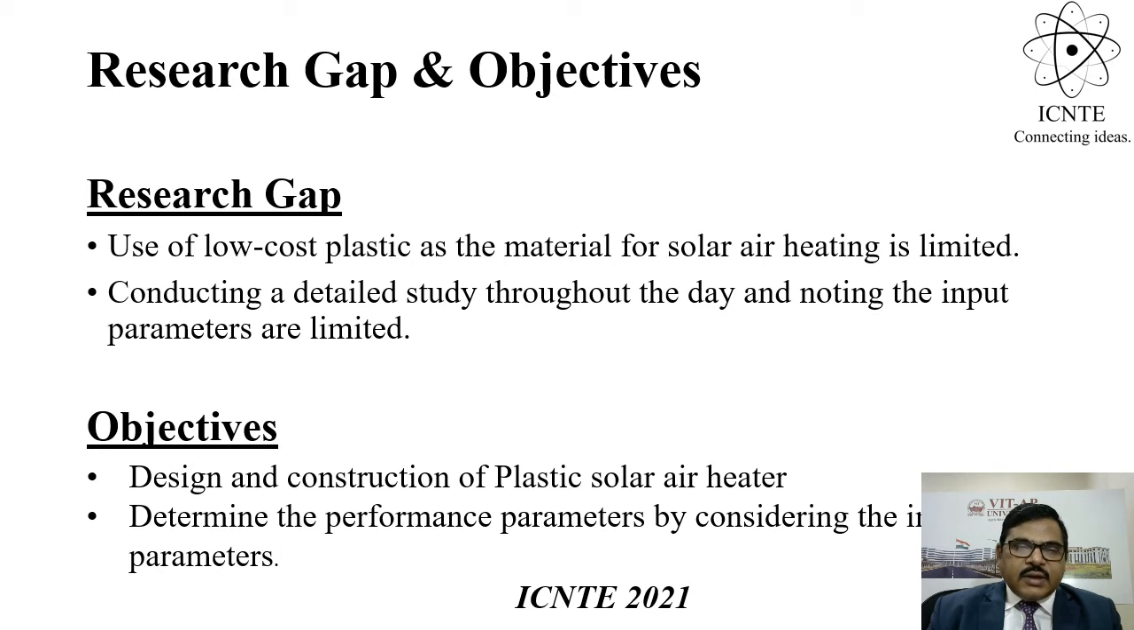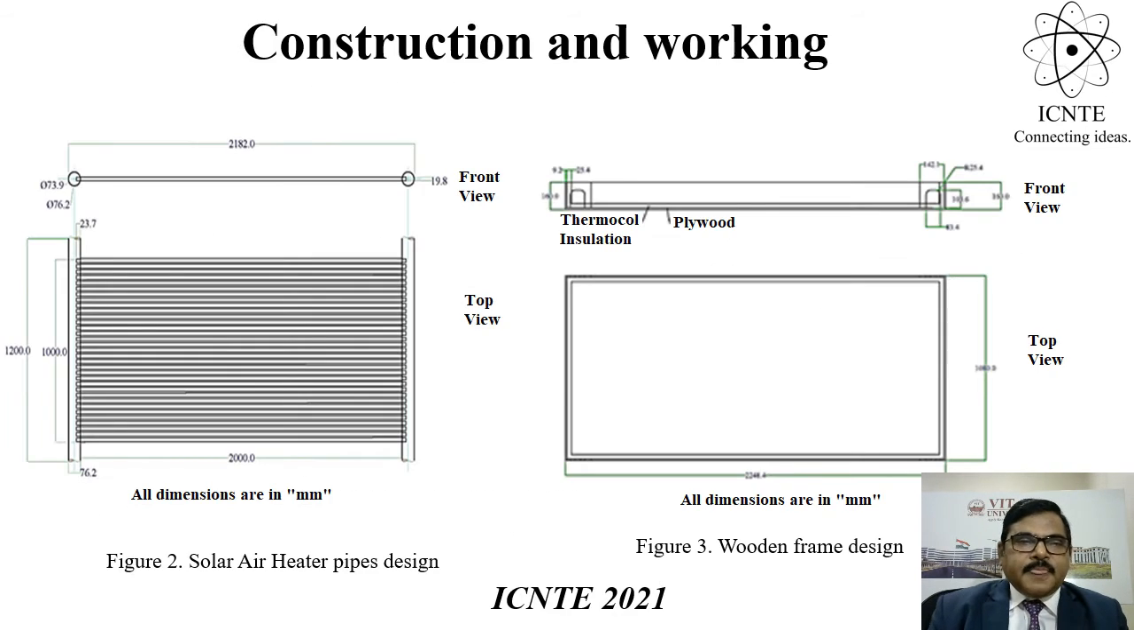Here the objectives are design and construction of the plastic solar air heater. That is the first objective of this research work. The second objective is to determine the performance parameters by considering the input parameters. This is the second objective of the paper.